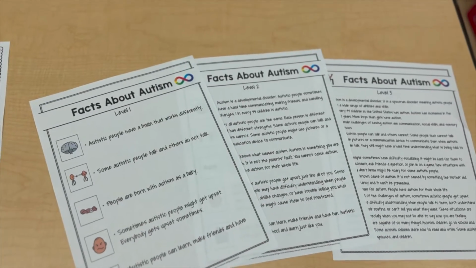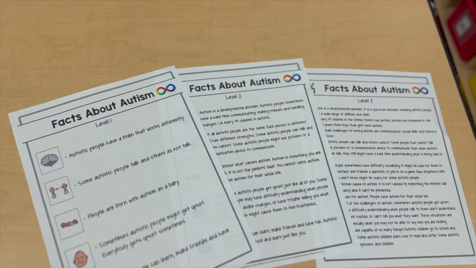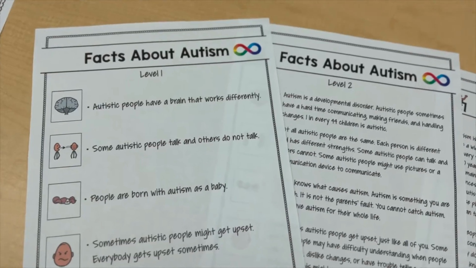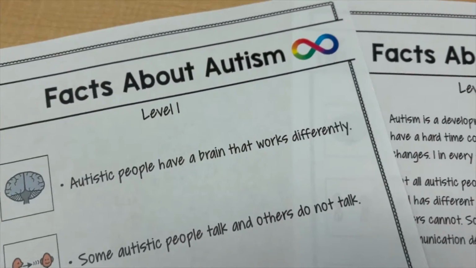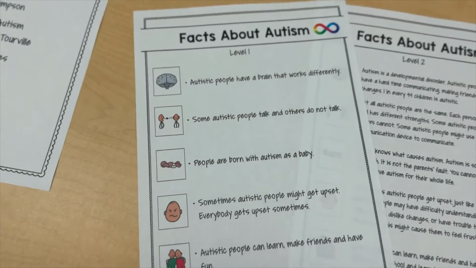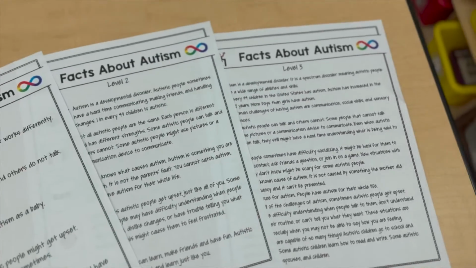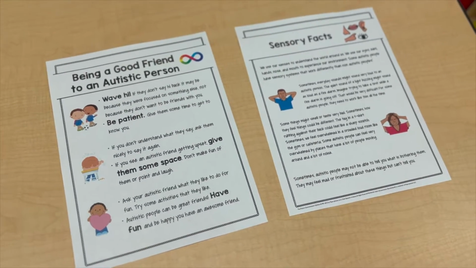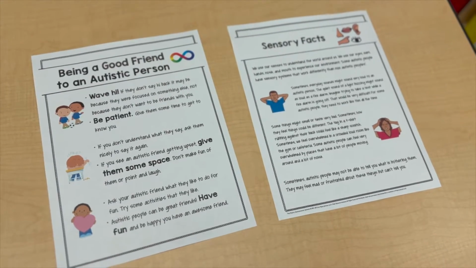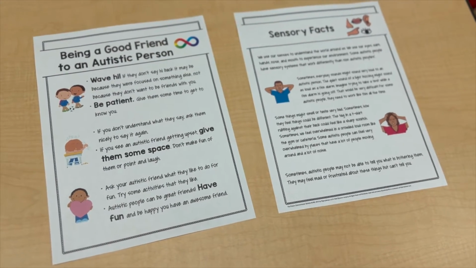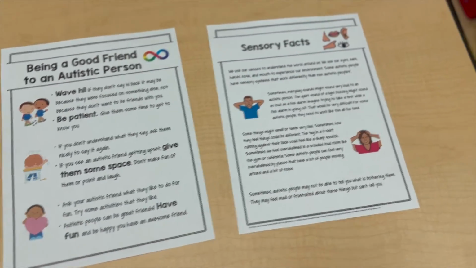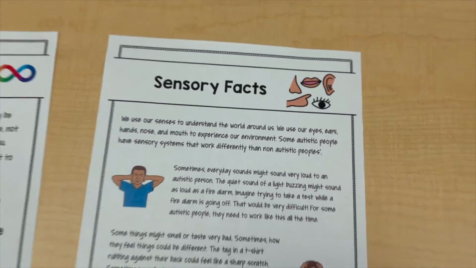Next up, we have amazing age-appropriate guidance for students at different grade levels with the Autism Acceptance Unit. So here are our facts about autism in a level 1, a level 2, and a level 3. And this can be used for kindergarten all the way up to high school. As teachers, we know that it's incredibly important to provide visual supports for all students. So these two fact sheets are very great for our general education students to learn how to be a good friend to an autistic person, as well as learn about sensory facts that not everybody would be aware of.